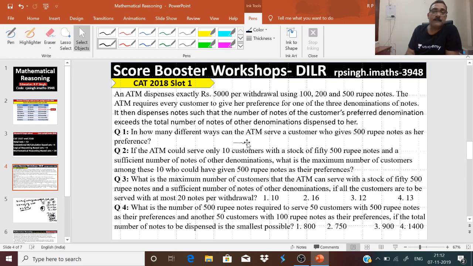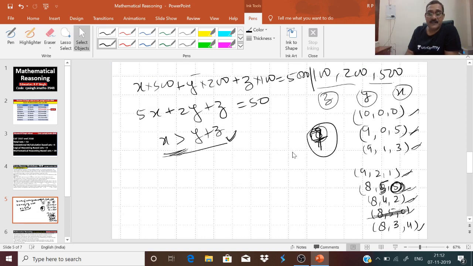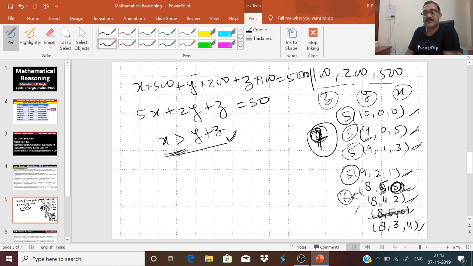So because total notes are 50, right, and 500 is the preferred denomination, so in that case if I choose 10 as the value of X, 500 notes, so only 5 customers. In case of 9 notes, these are the valid combinations for the 500 preferred denomination, so he can serve 5 customers, 5 customers. In this case also 5 customers, but in this case he can serve 6 customers.